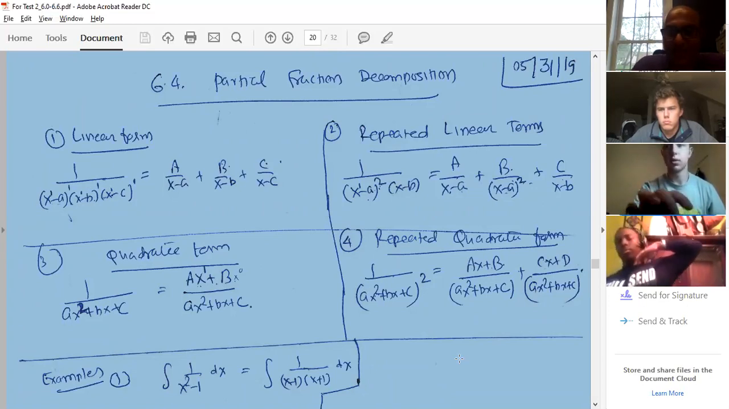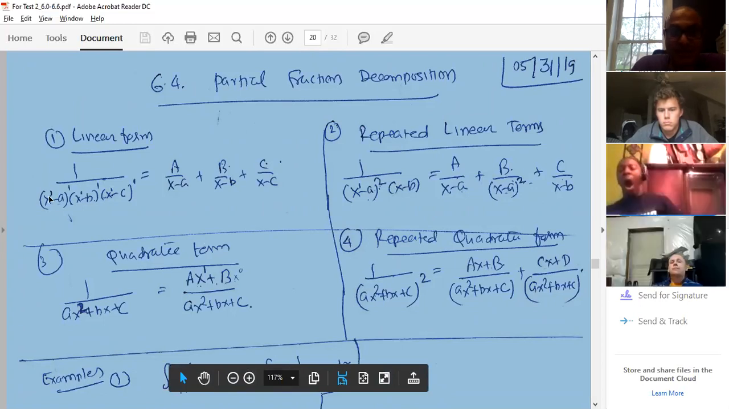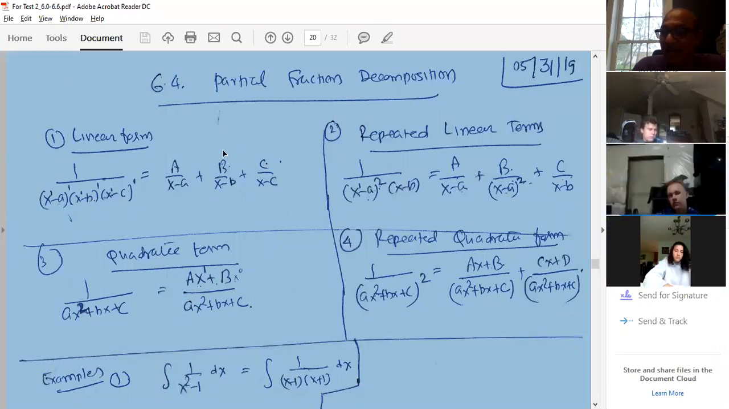Okay. So let me continue this thing, guys. So linear form: whenever you can see the power of x is just 1, and the whole power of x minus a is 1. Here also the power of x is 1, and the whole power is 1. This is called a linear factor, linear form. Whenever you have linear form, always consider it as A over x minus a, plus B over x minus b, plus C over x minus c, and then go on to find A, B, and C.